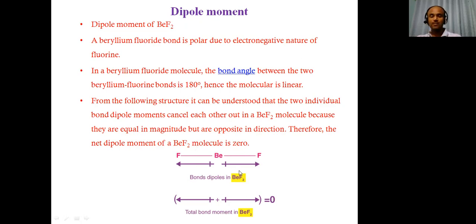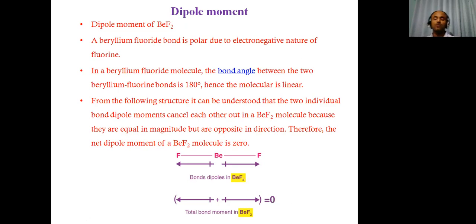Since it is a vector quantity, these two dipoles have exactly opposite directions. So the net dipole moment is zero because these two dipoles have opposite sign. These two dipoles get oriented exactly opposite to each other, and in this way they get cancelled and the net dipole is equal to 0.